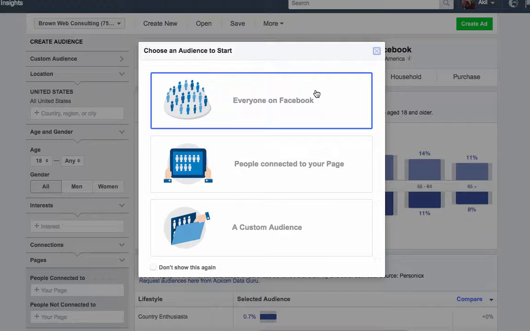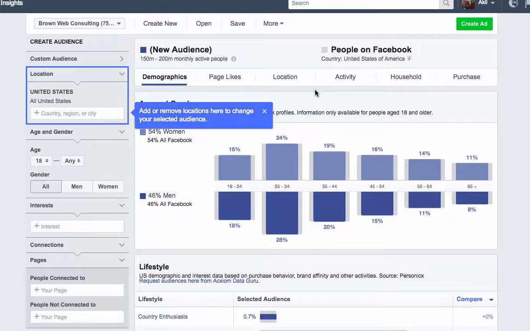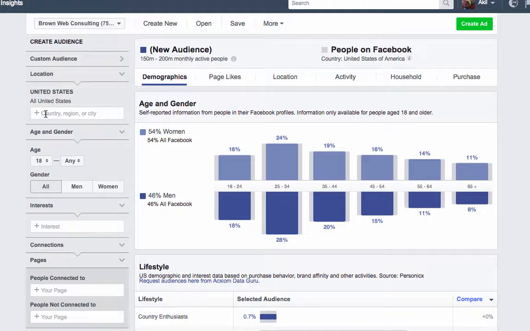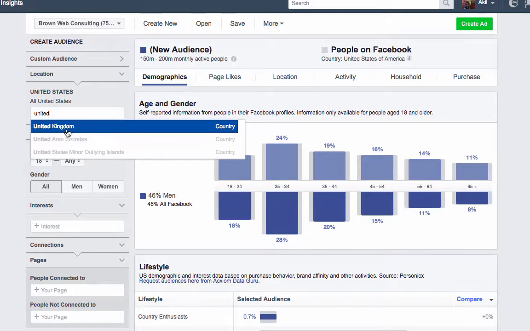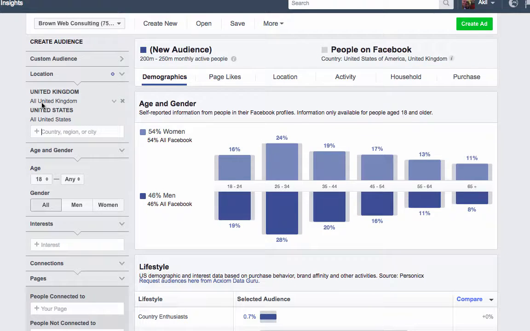So you go to facebook.com/ads/audience-insights, and I usually pick everybody on Facebook. And then depending on the location, you could choose United States, you can choose Canada, UK, of course. So it depends on who you're targeting. What some people usually do is go after one country at a time, one state at a time, one city at a time, depending on how they do it.